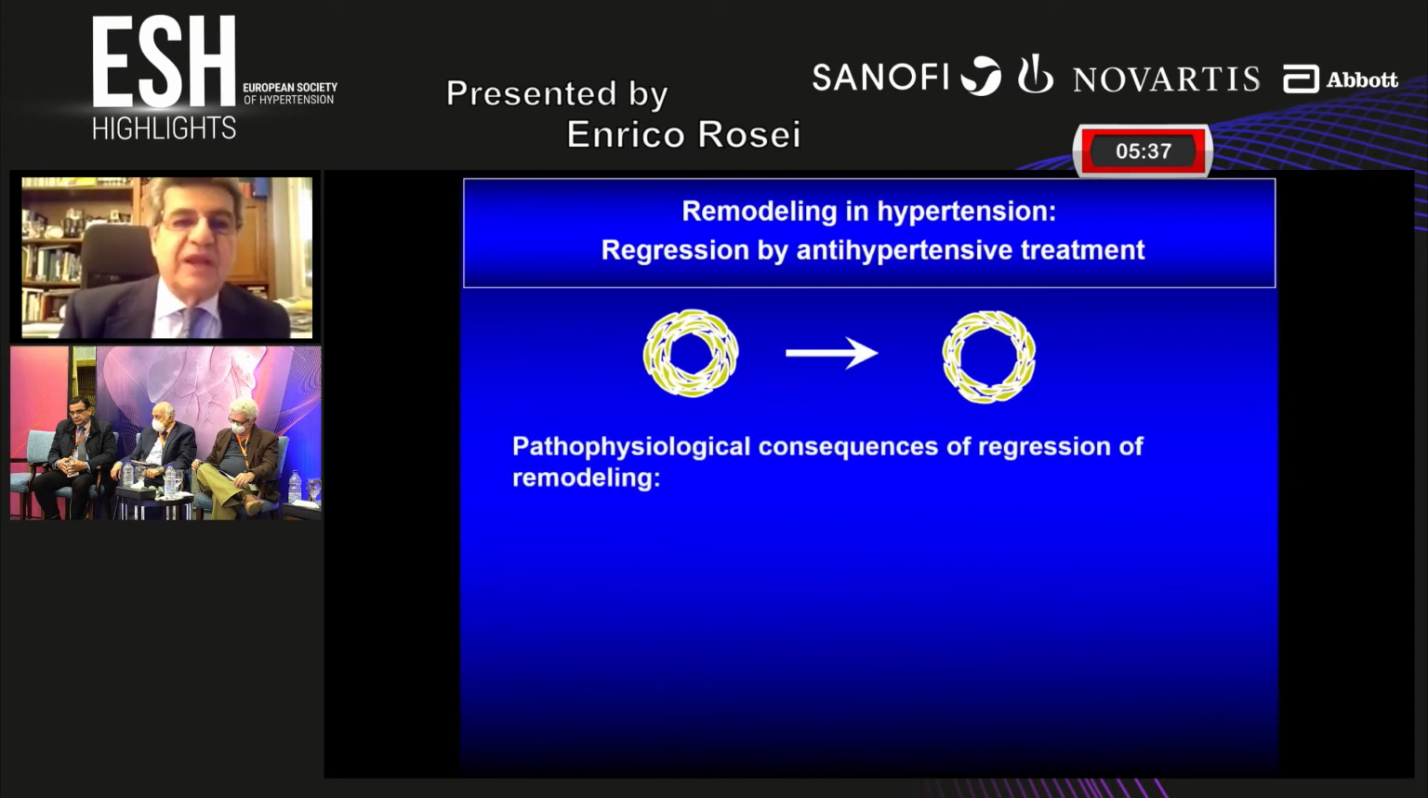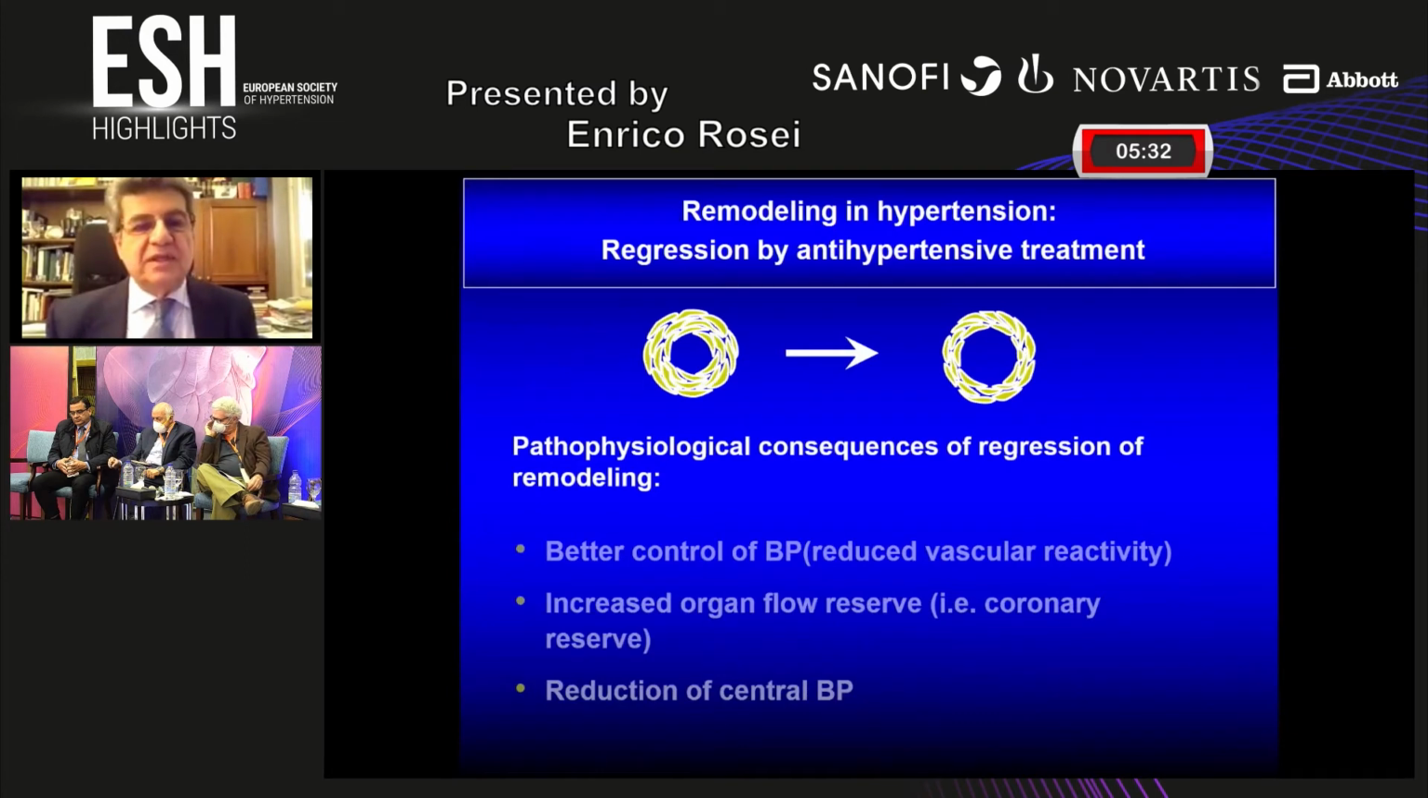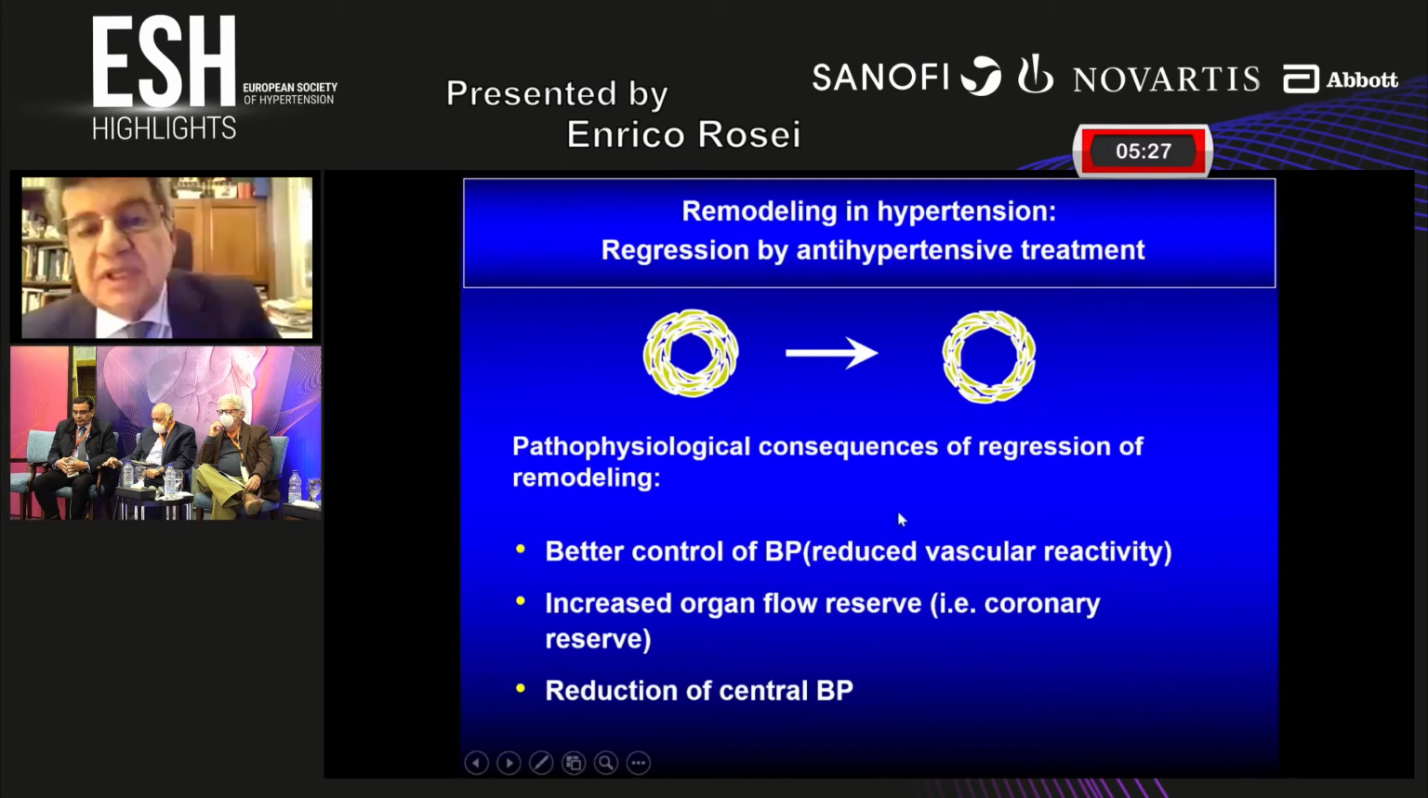And what are the consequences of this regression of remodeling? We have data demonstrating that this permits better control of blood pressure, probably because of reduced vascular reactivity. For instance, we have observed that in patients with primary aldosteronism due to adenoma, after adrenalectomy, those with lower alteration in the structure of the small arteries were those who remained normotensive after treatment. So the amplification is no longer working.